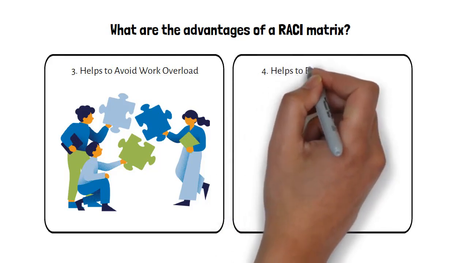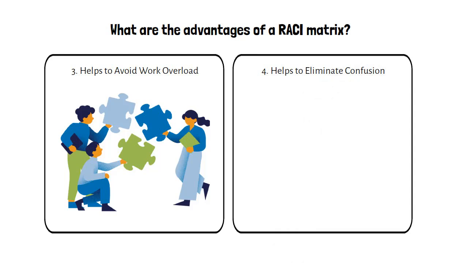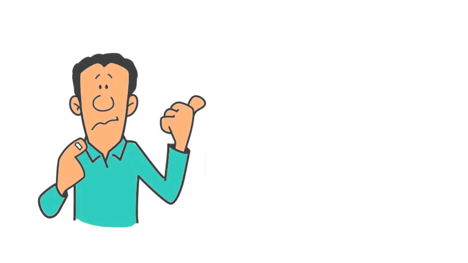4. Helps to eliminate confusion. Using a RACI matrix helps to set expectations for who is managing or responsible for the task. People can easily understand where they will be involved, and for which tasks. By this means, it helps to eliminate confusion by knowing who is responsible for which task. Also, stakeholders can easily understand what information they will receive regarding the project.